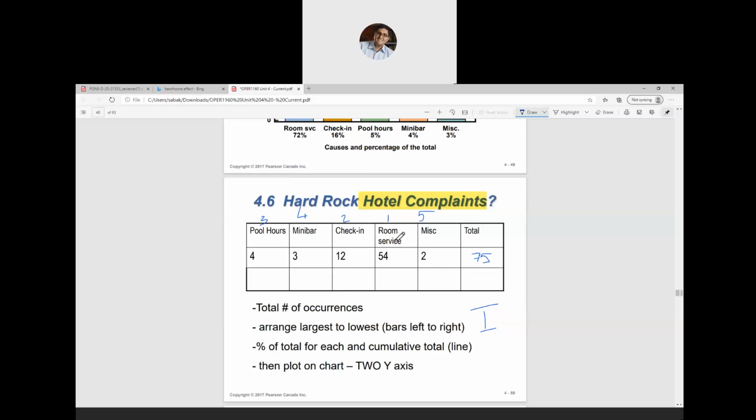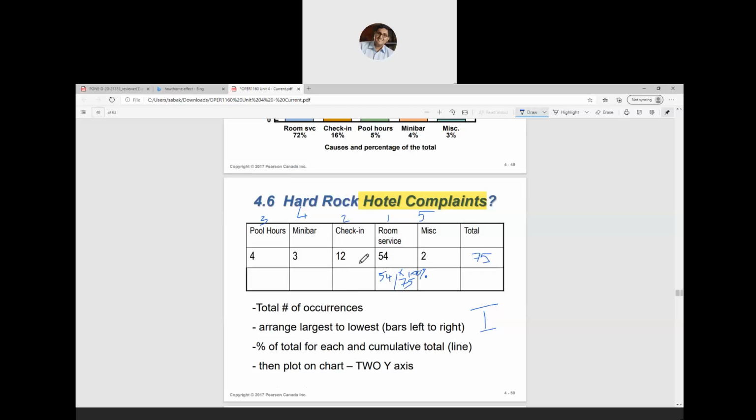So the first step is arrange the data in the descending order. So let's say that I have arranged the data in the descending order. Second step is to find out the percentage of contribution of each of these reasons. What it means is I need to find out 54 divided by the total, which is 75, multiplied by 100 percentage. This is the percentage contribution of this particular thing.